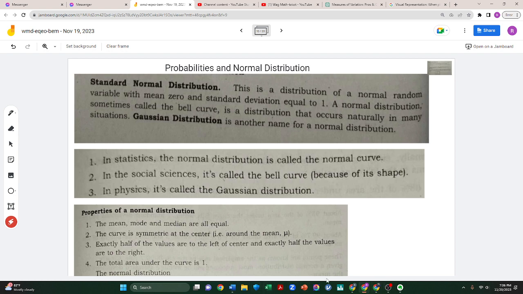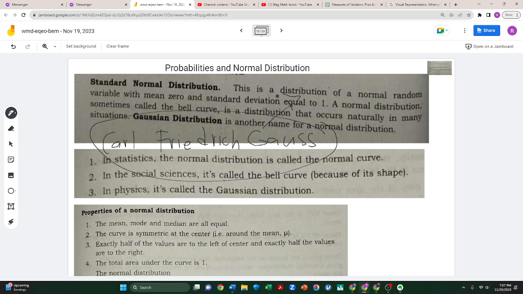Why? Because, as you can see, the terms Gaussian distribution and normal distribution are used interchangeably because they refer to the same probability distribution. The reason for this interchangeable use lies in the historical context and the contribution of the mathematician called Carl Friedrich Gauss. Correct me if I'm wrong on how to pronounce the name. He is the prince of mathematics, with a lot of contributions in number theory and so on and so forth.